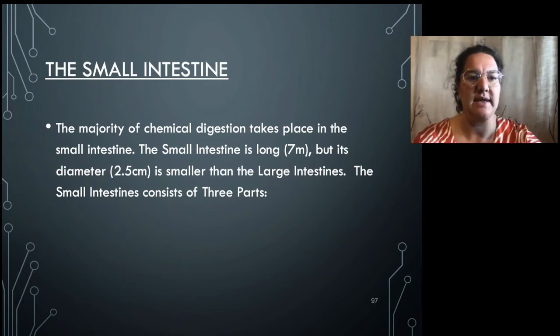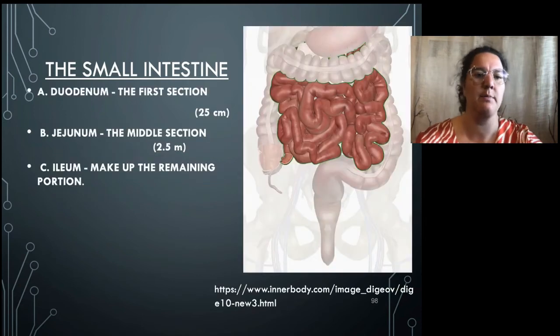So once in the small intestine, the majority of the chemical digestion is going to take place. The small intestine is about 7 meters long, but its diameter is only 2.5 centimeters. So it's smaller in diameter than the large intestine, and it consists of 3 separate components. The duodenum is the first section, and it's about 25 centimeters long. The jejunum is the middle section, about 2.5 meters long, and the ileum makes up the remainder.